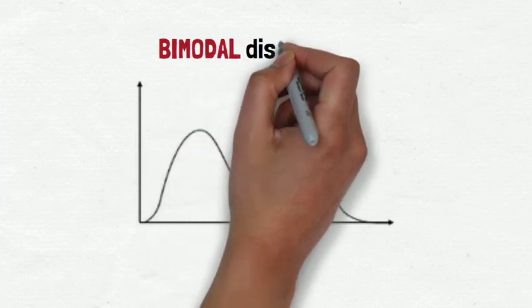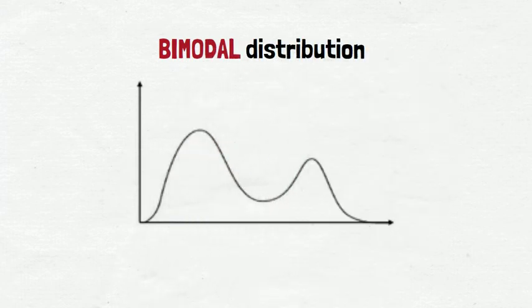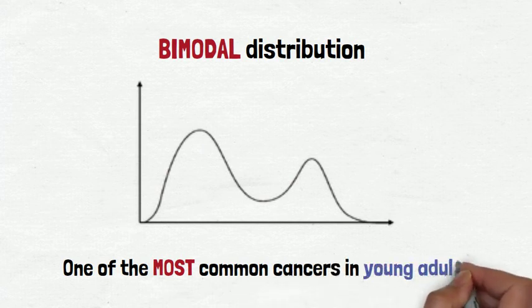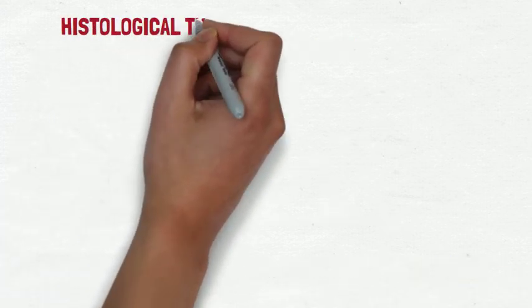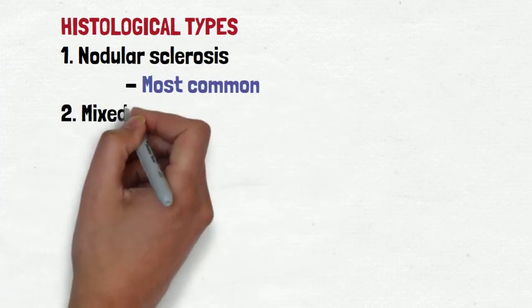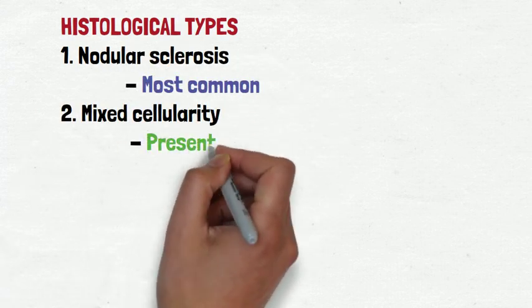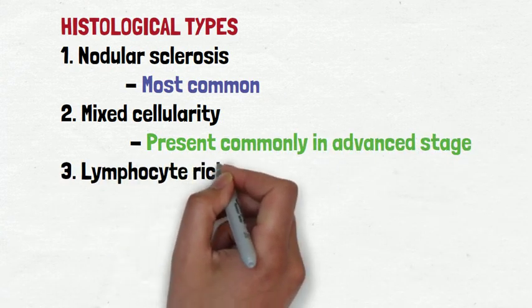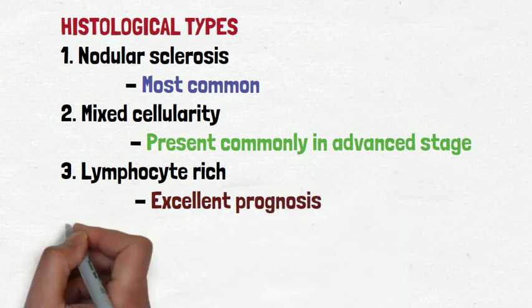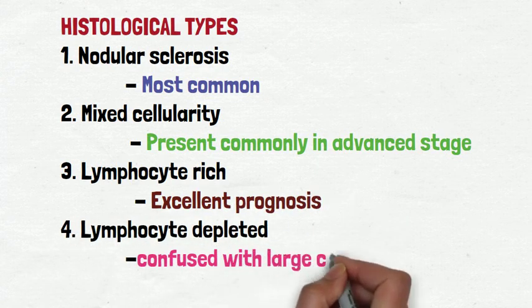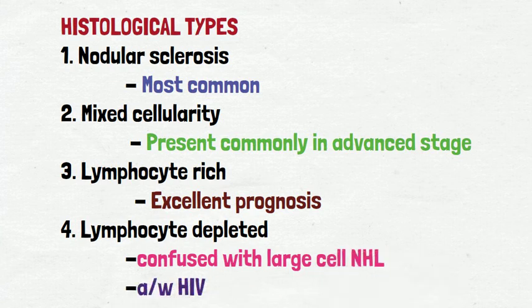Classical Hodgkin's lymphoma has a typical bimodal distribution. Although it is relatively rare, it is one of the most common cancers seen in young adults. Based on the types of immunoeffector cells surrounding the RS cells, classical Hodgkin's lymphoma can be divided into nodular sclerosis, mixed cellularity, lymphocyte-rich, and lymphocyte-depleted types. Lymphocyte-depleted type is often confused with large-cell non-Hodgkin's lymphoma and is typically associated with HIV.